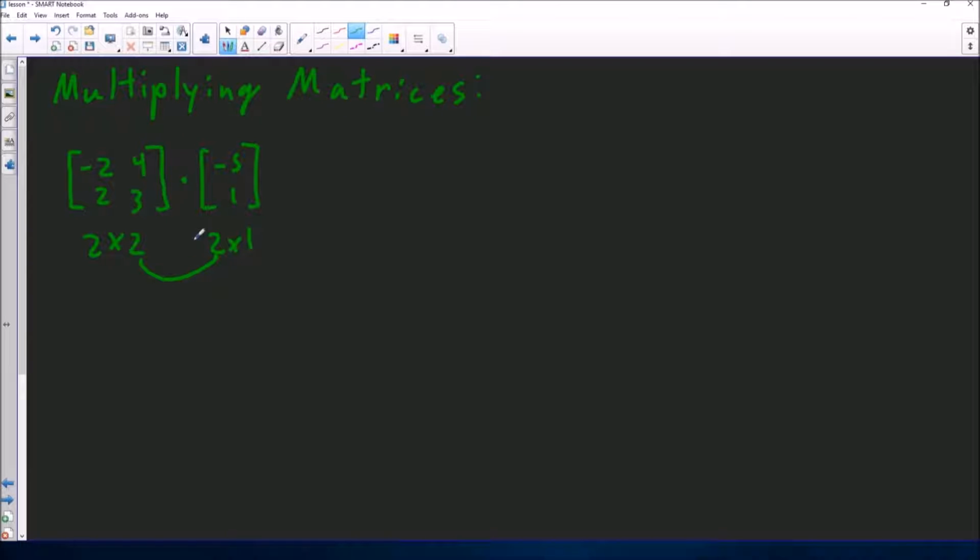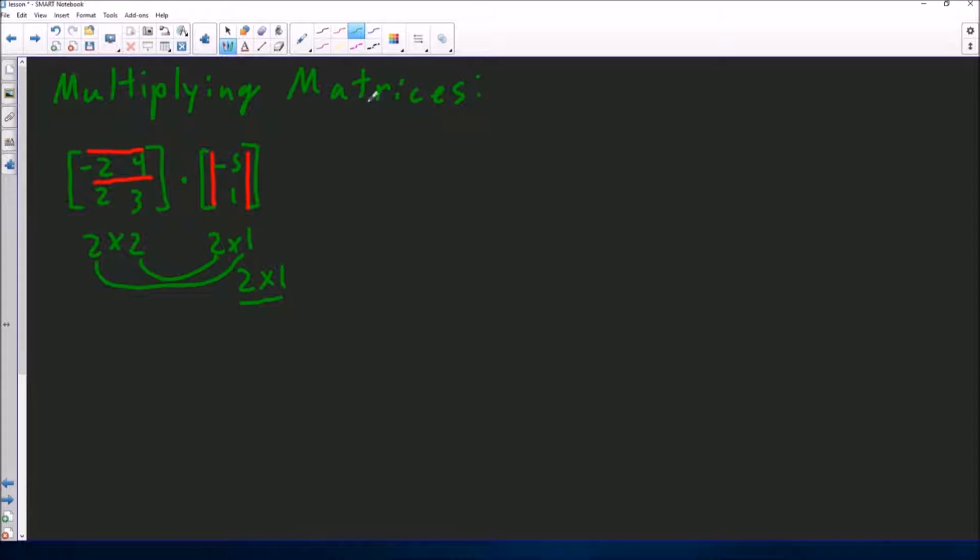So every single matrix that you can multiply together, you do the same way. The first thing I do is I look at these two numbers. Those two numbers are what the resultant matrix should be. So when you multiply these two matrices together, you should end up with a 2 by 1 matrix as a result. So when we're looking at multiplying matrices together, what we do is we look at the first row and we multiply it by the first column.